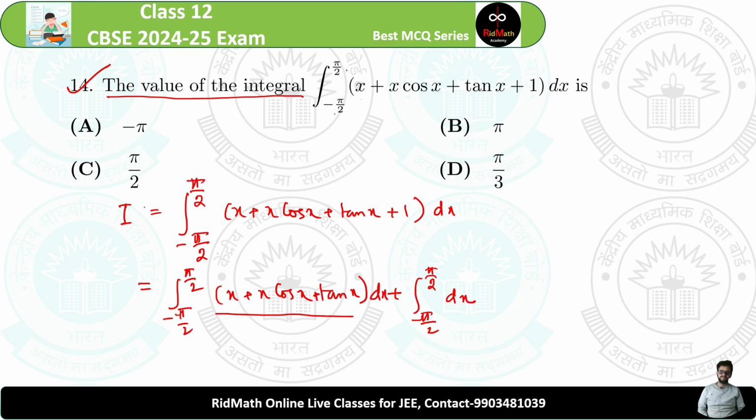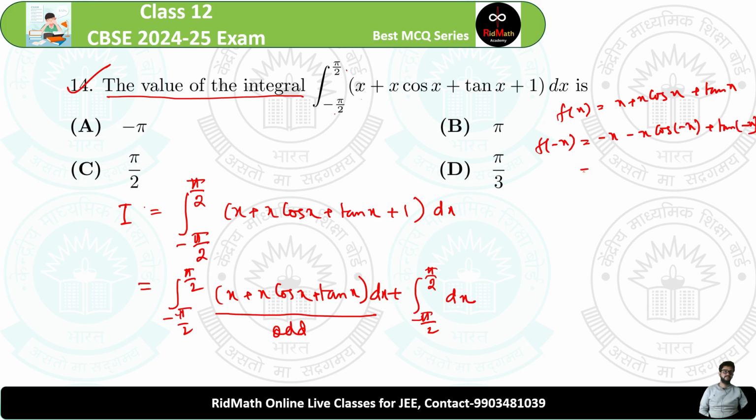Now we will check that this function is an odd function. To check this, let us take f(x) equal to this function, x + x cos x + tan x. Now f of minus x is minus x plus minus x cos of minus x plus tan of minus x. You know that cos of minus x is cos x and tan of minus x is minus tan x. So this is minus common, (x + x cos x + tan x). So you can easily check this is minus f of x. So f(x) is an odd function.